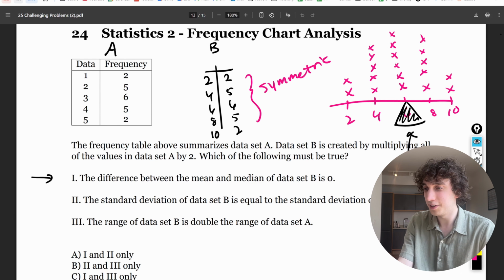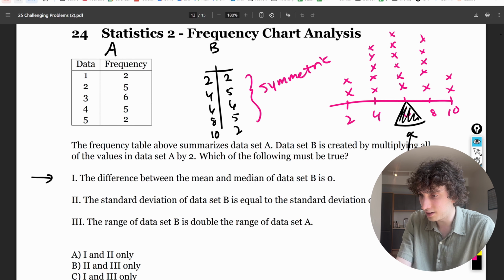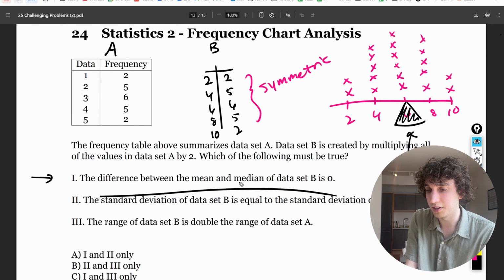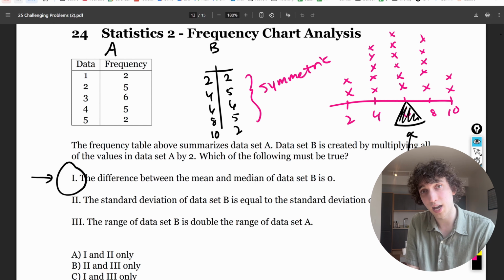And so if you think about a symmetric data set, hopefully it's intuitive why your fulcrum has to be right in the middle at 6. So the fulcrum represents the mean, and 6, as we know, represents the median or the middle. And if the mean equals the median, then the difference between the mean and median is 0. Definitely does have to be true. It's true in dataset A, it's still true in dataset B.